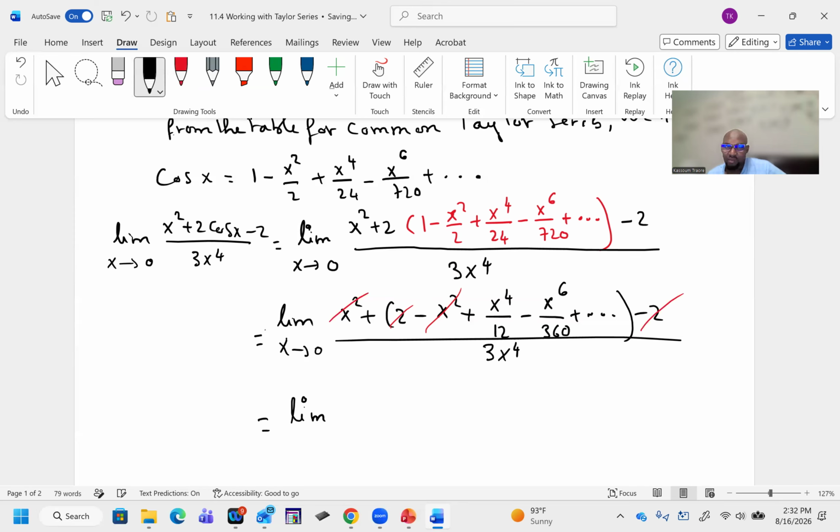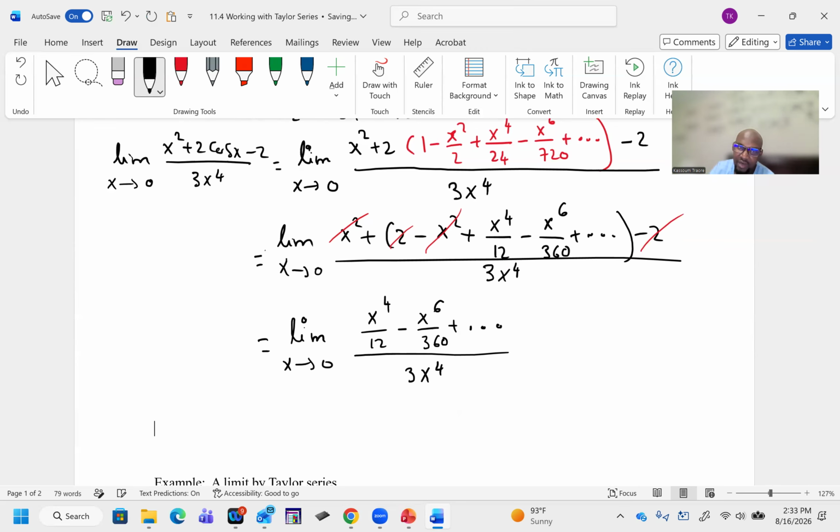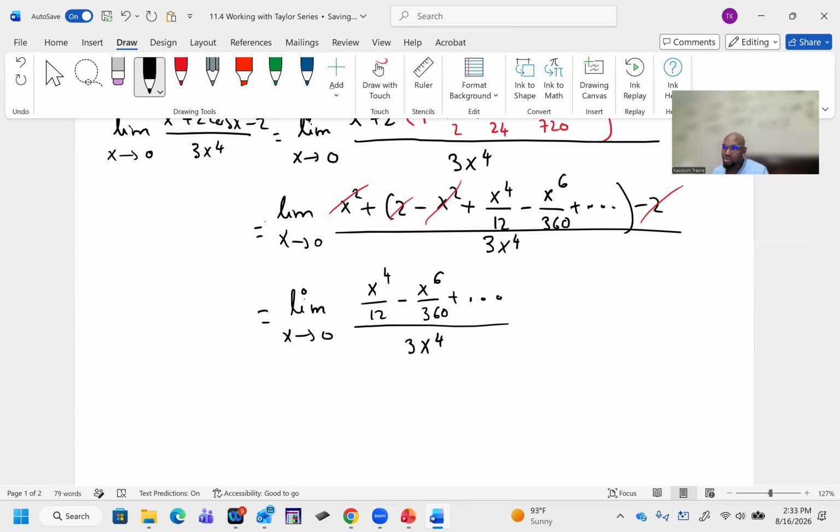the limit of x to the power of 4 divided by 12 minus x to the power of 6 divided by 360 plus this will keep going, divided by 3x to the power of 4 as x approaches 0. So now, if you have a fraction divided by a fraction, what do you do? You take the numerator and multiply by the reciprocal of the denominator. So this will give us what?